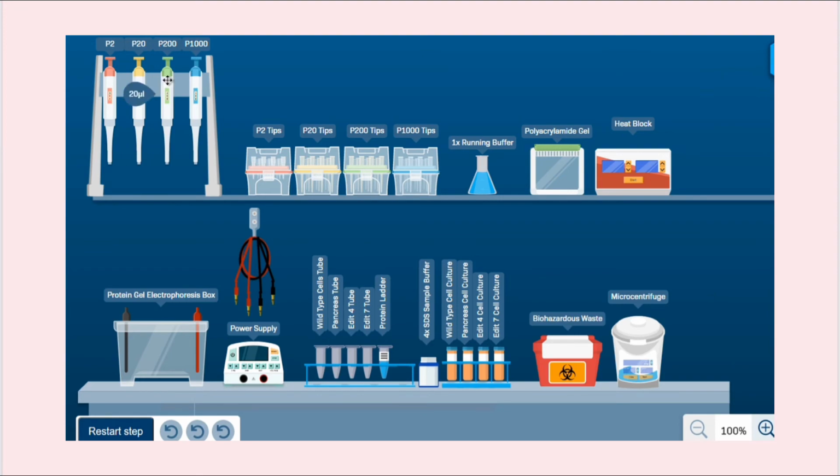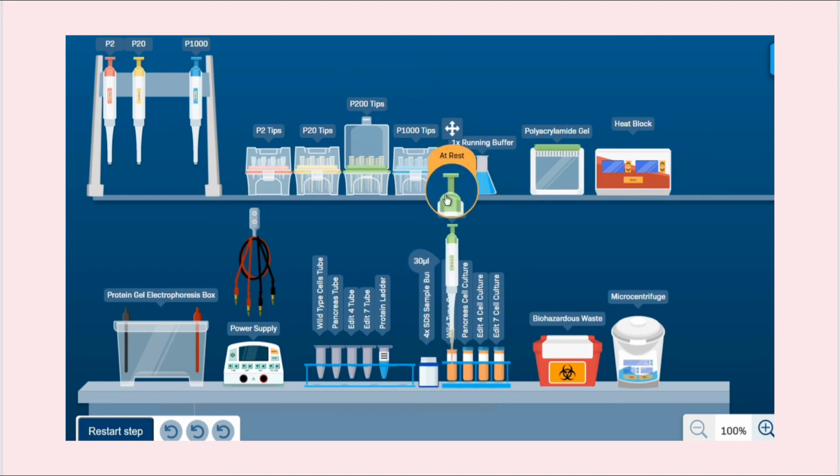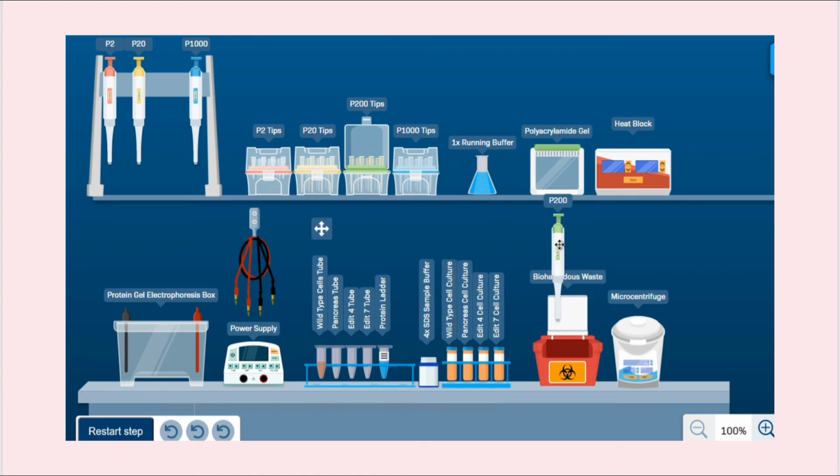Next, set a micropipette to 30 microliters and attach a tip. And then draw up the wild-type cell culture. Then dispense the wild-type cell culture into the wild-type cell tube. Repeat the procedure to transfer 30 microliters of the pancreas cell culture. Next, repeat the procedure to transfer 30 microliters of the edit 4 cell culture, and the last one is to repeat the procedure to transfer 30 microliters of the edit 7 cell culture.